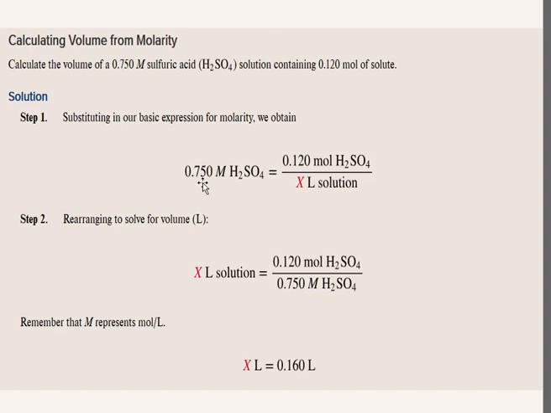So we know that if 0.750 molar is our concentration, that was produced by dissolving 0.120 moles of sulfuric acid in a certain volume of total solution. And then it's just rearranging this equation: multiply both sides by x liters of solution, cancelling it out on the right side, and then dividing both sides by 0.750 molar H2SO4, which cancels out from the left side and moves to the right. This produces this form, and then we can find the value of the volume of our solution as 0.160 liters.